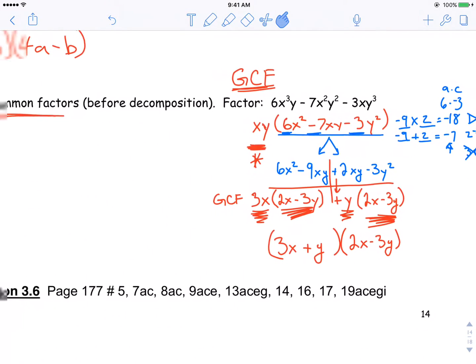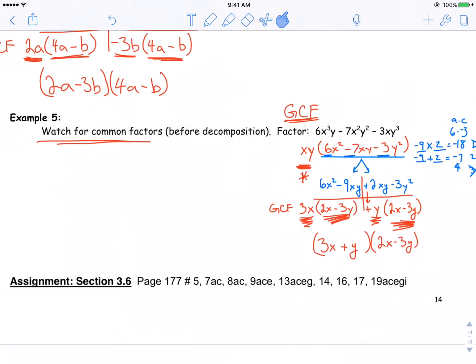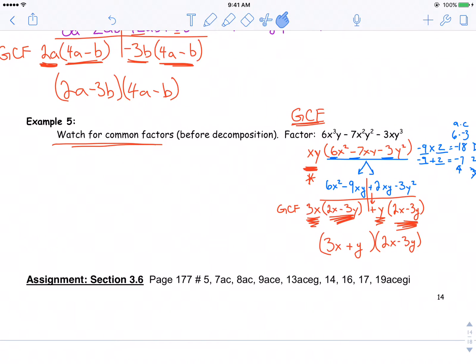Again, lots and lots and lots of practice. I've got extra worksheets if you want. Really need to make sure that you get a handle and an understanding on this to allow us to look at some special cases, which will be coming up.